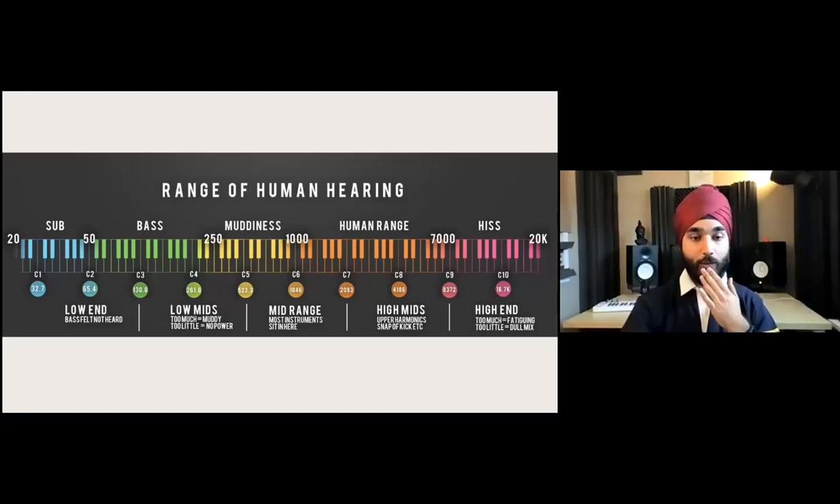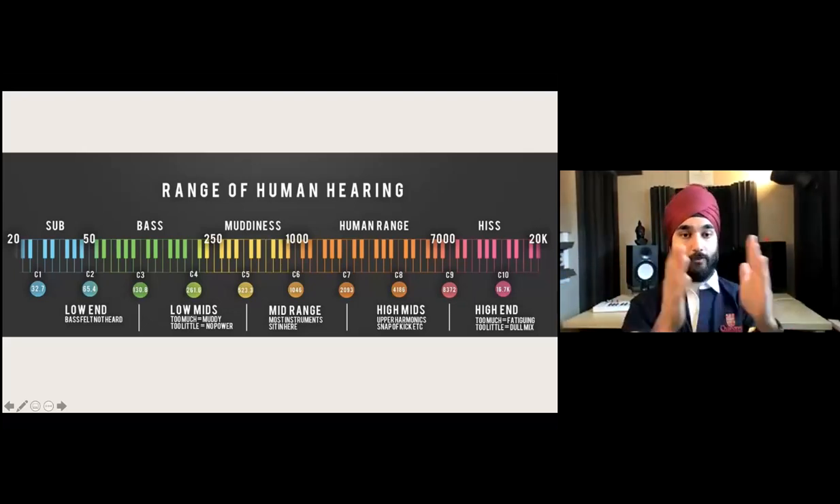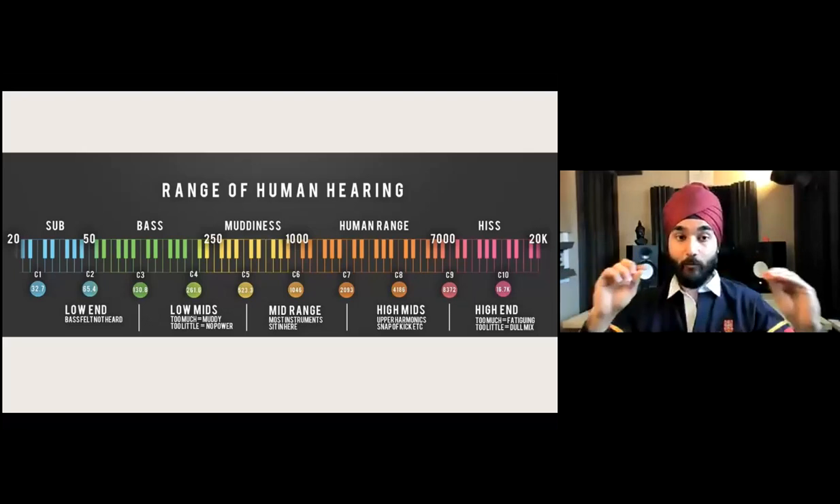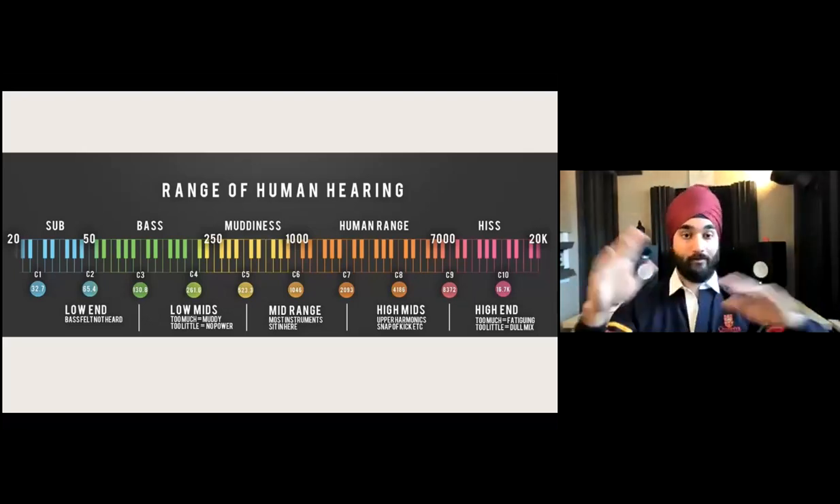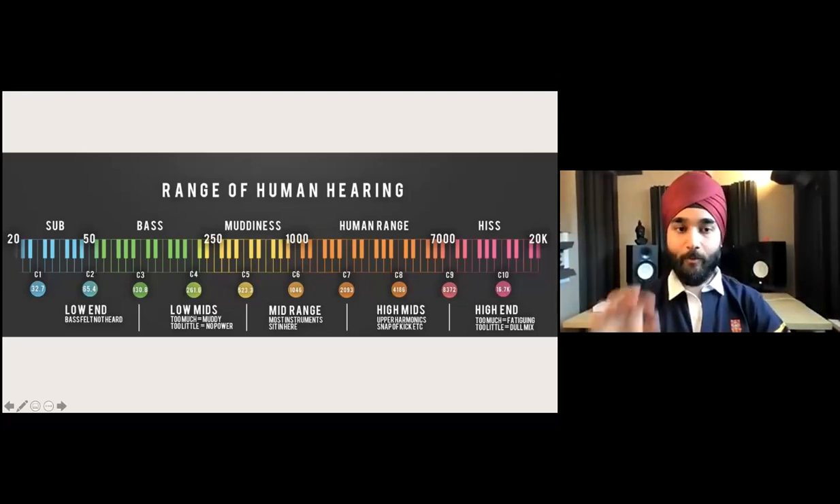And on this chart, you can see there's different parts of the frequency range. Like there's the high end, the high mids, the mid range, the low mids, the low end. It's just good to know that different instruments are going to occupy different parts of this frequency range. And you have to be careful when you're putting things on top of other things within each frequency range.